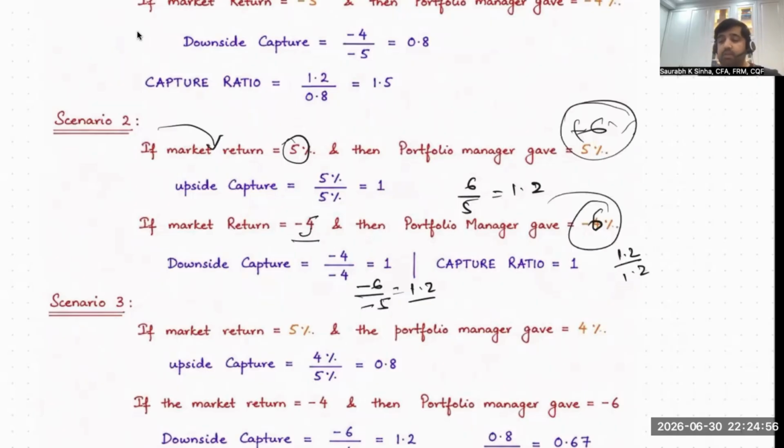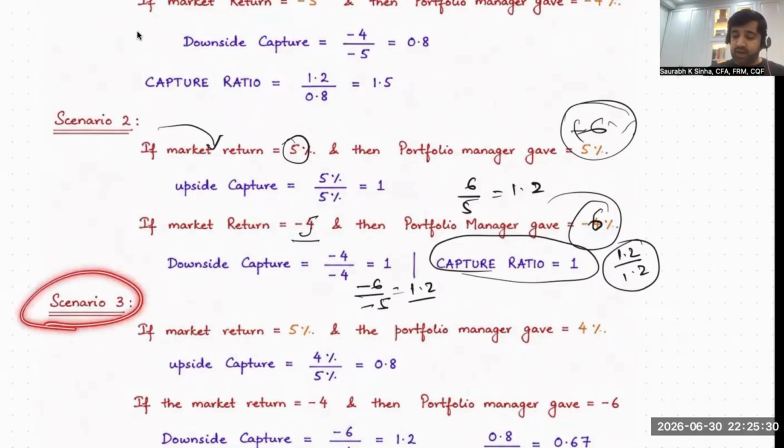See, I'm receiving what? Symmetric return in the good days and the bad days. And therefore, the capture ratio is 1, which is representing an average portfolio manager. Not good, not bad. Average portfolio manager. You could have directly invested in the market instead of investing with a portfolio manager.